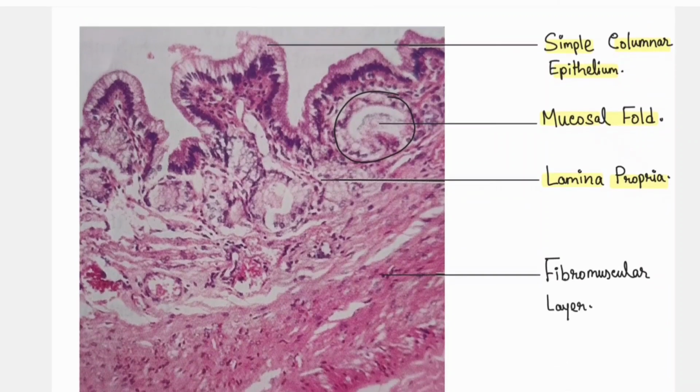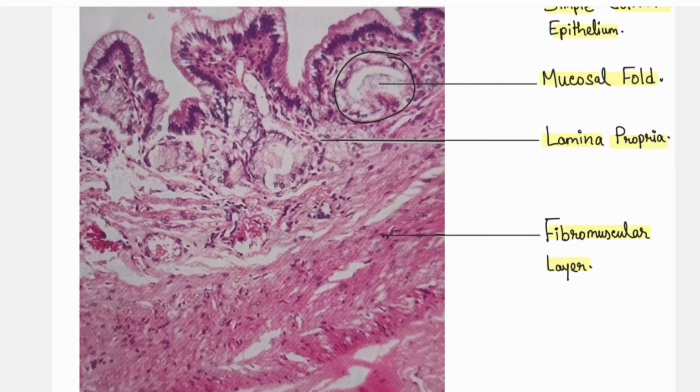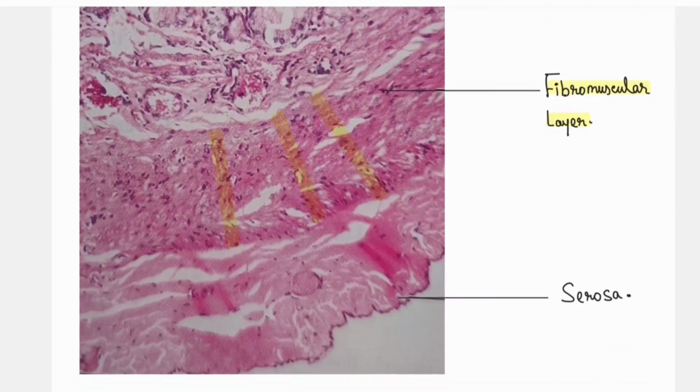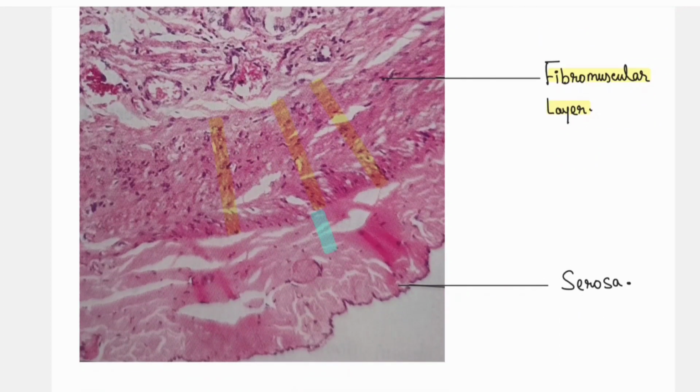After that, our next layer is the fibromuscular layer. We can see that this region is the fibromuscular layer, which is made up of fibrous connective tissue and muscular tissue, that is, smooth muscle fibers. Then comes the third layer, the serosa layer, the outermost layer. This is the serosa layer. This region is the serosa layer.